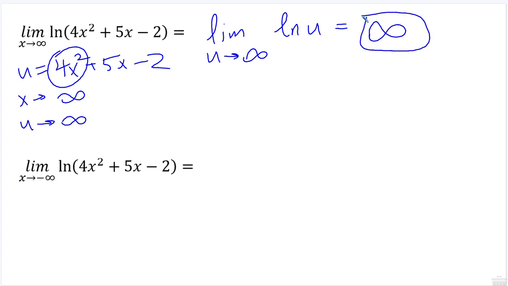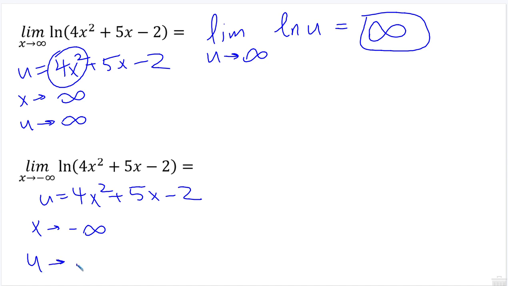And if we do the same thing down here with this one, where we let u equal 4x squared plus 5x minus 2, as x goes to negative infinity, you should still be approaching positive infinity because, again, this 4x squared term dominates. It's significantly larger than a 5x and a minus 2 as x gets towards negative infinity. And negative infinity squared is positive infinity. If I multiply it by 4, it's still positive infinity.